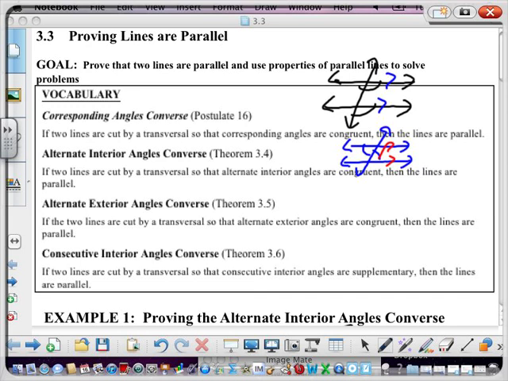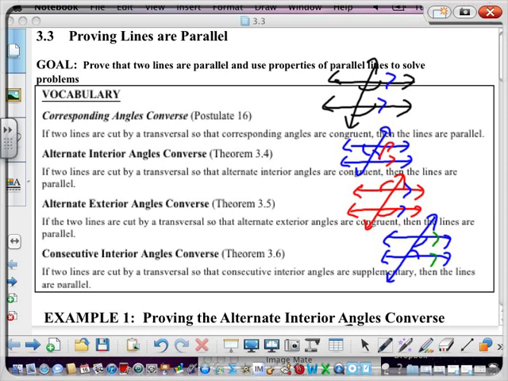Okay. Alternate exterior angle converse. We've got two lines cut by a transversal. So the alternate exterior angles are congruent. Therefore, the lines have to be parallel. Consecutive interior angle converse. We've got two lines cut by a transversal. The consecutive interior angles are congruent or supplementary? Remember. Supplementary. Therefore, the lines are parallel.